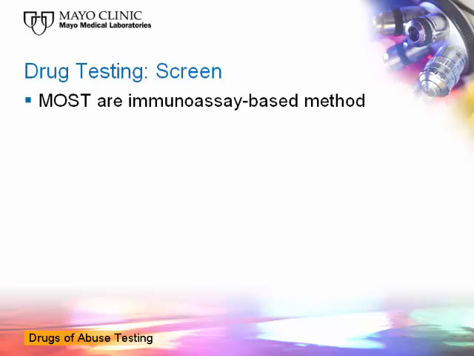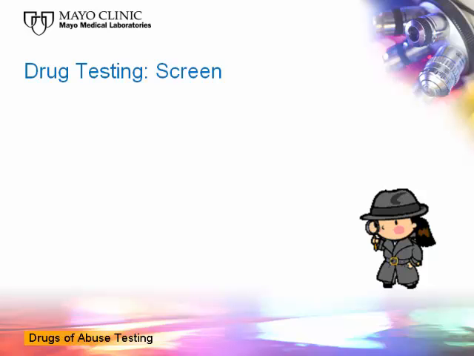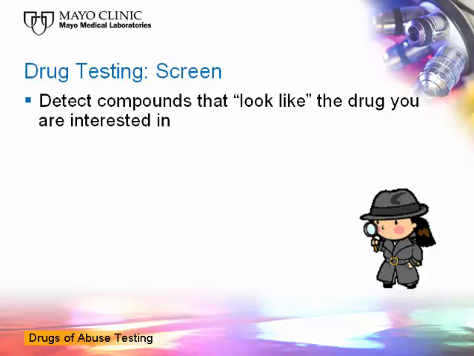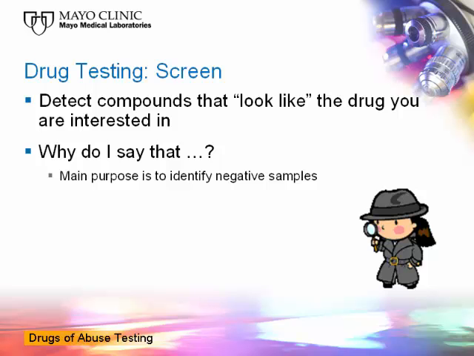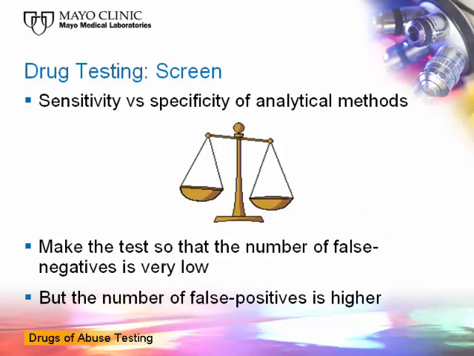Like I mentioned, most of the testing for screening is an immunoassay-based method. Well, how do they work? Well, in the very simplest form, they detect compounds that look like the drug you're interested in. Why do I say that? Well, it's actually interesting to think of it, but the main purpose is actually to identify negative samples. So what we have here is a balance between sensitivity and specificity of analytical methods. We want to design the drug screening assay so that the number of false negatives is very low, but because of the balancing act, it does tend to make the number of false positives a little bit higher.